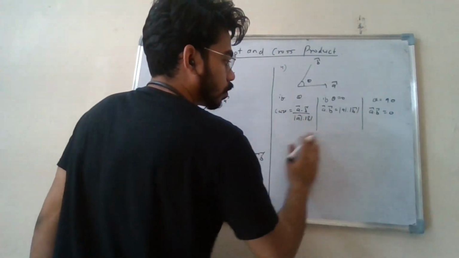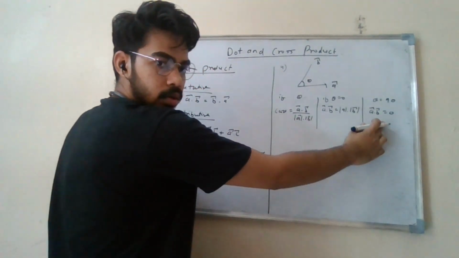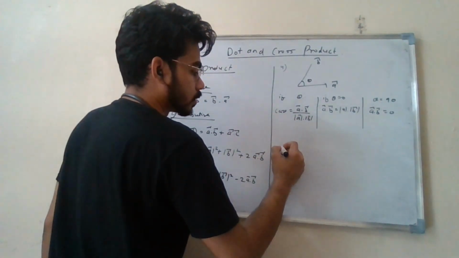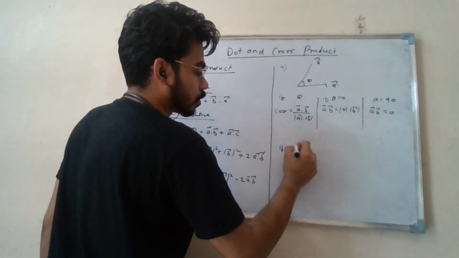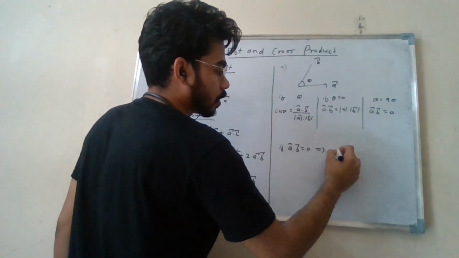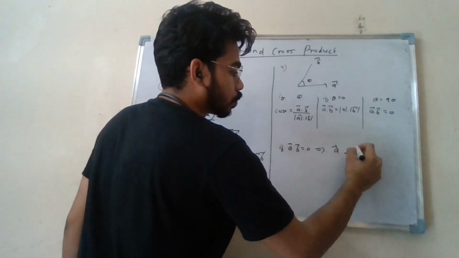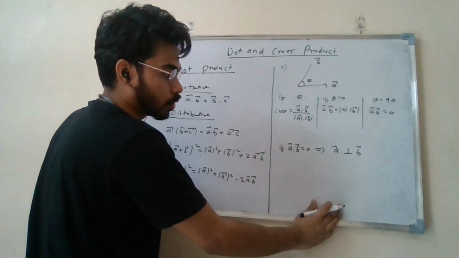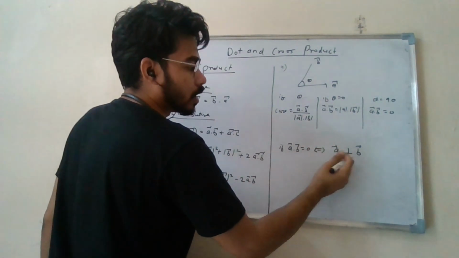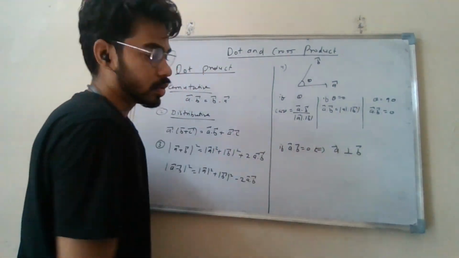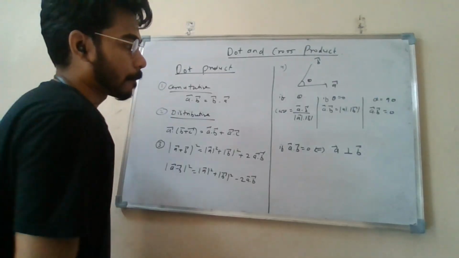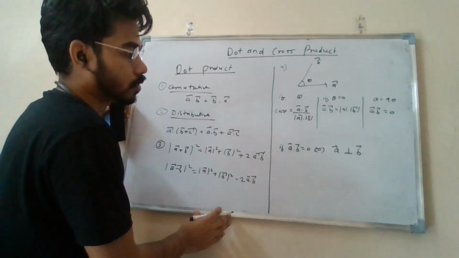Means if my dot product is 0, then we can say the fourth property is that if A dot B is 0, then A vector is perpendicular to B vector because the angle is 90 degree. Okay, and this is vice versa. That means if two vectors are perpendicular to each other, then their dot product is equal to 0. Okay, so these are some few properties of dot product.